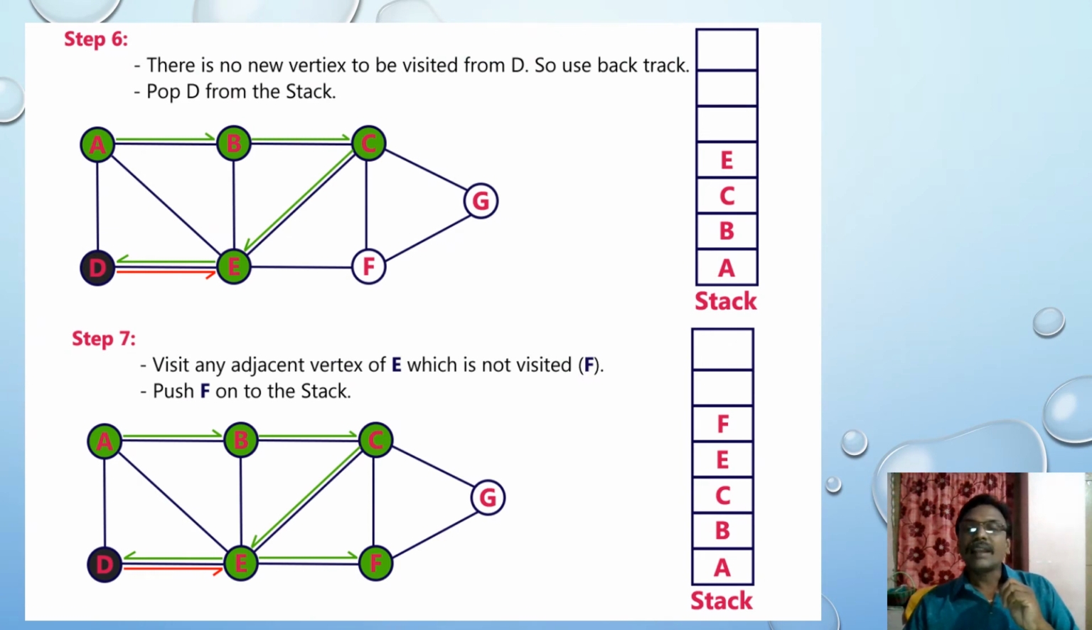Then again check D's adjacent vertices. D's adjacent vertices are A and E, but both are visited vertices. So using backtrack, meaning the previous vertex, that is E. So D is popped. Then check E's adjacent vertices A, B, C, and F. But A, B, C are already visited vertices, F is the only non-visited vertex. So move to F and push it into the stack.